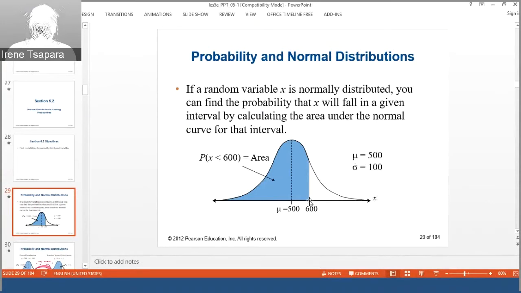The distribution that I have is not the standard distribution, so I don't have z-scores here. I have x values. In order to calculate the probability, I really need to calculate the area, the blue area right here. What should I do? The first thing that I need to do is to translate my x, that is the 600, into a z-score. Then I will go to the z-score table and find the corresponding probability, which happens to be exactly the same as this probability right here because of the symmetry.